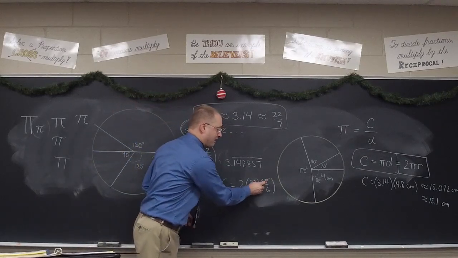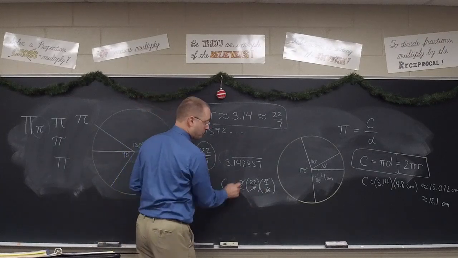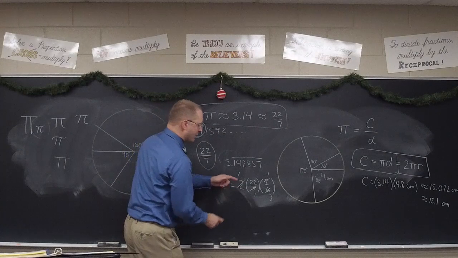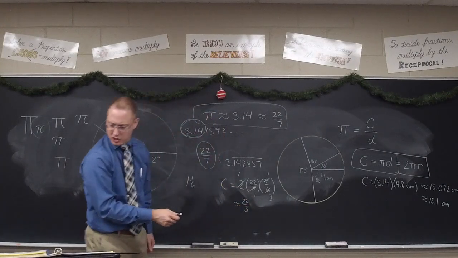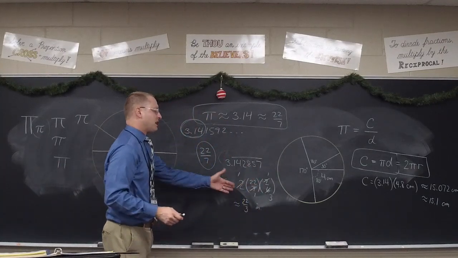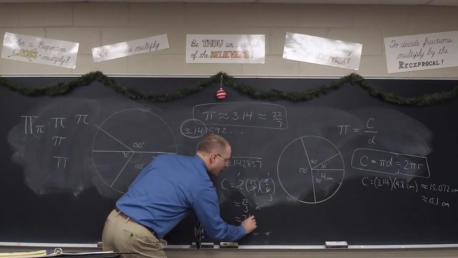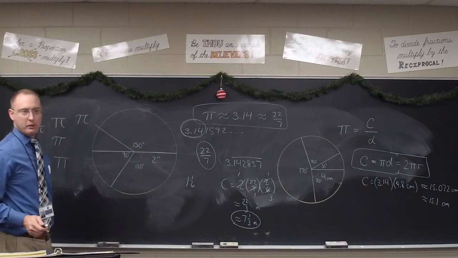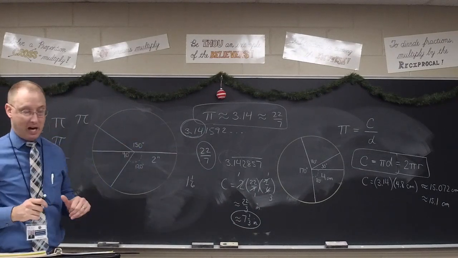We can cancel the 7 and 7. I can cancel the 2 and 6, even, class, to get 1 and 3. Obviously 7 and 7 is 1 and 1. And so I end up with approximately 22/3, was it inches? Yeah, 22/3 inches. Or let's make it a mixed number, class. 22/3 becomes 7 1/3. It's about 7 1/3 inches around that circle. Do we see how to use either 22/7 or 3.14 as pi?